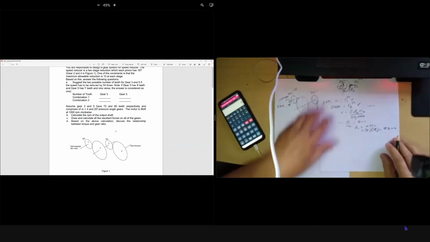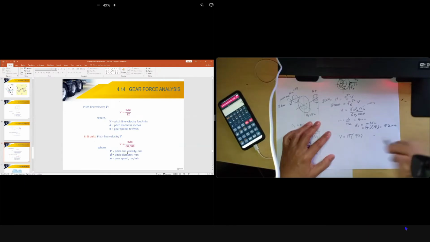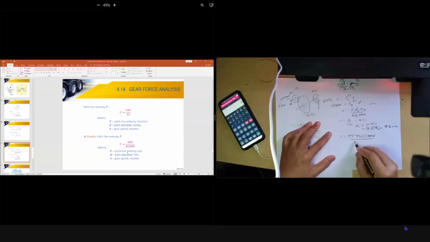Class, are you watching or not? So you can get your V. V is pi times 72 mm. Your diameter is in millimeter. Times 72, times your N2, already given as 1000 RPM, over 60,000.